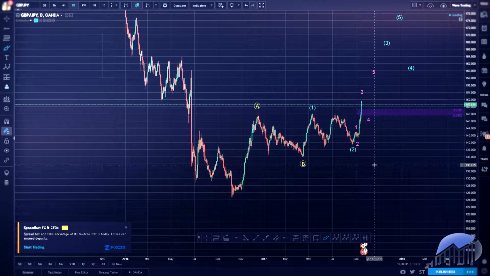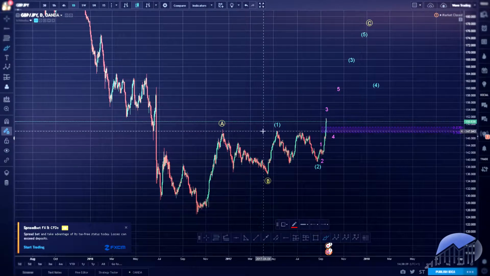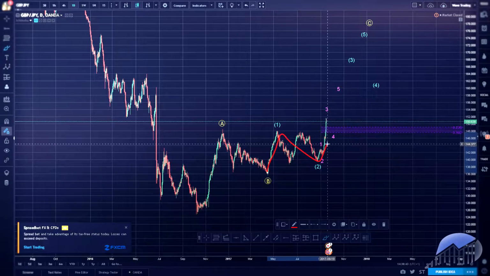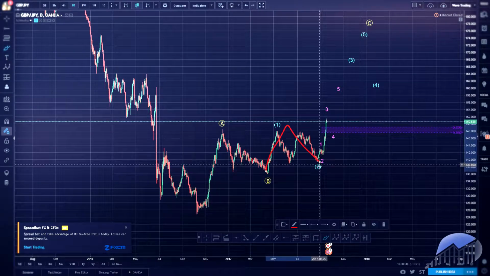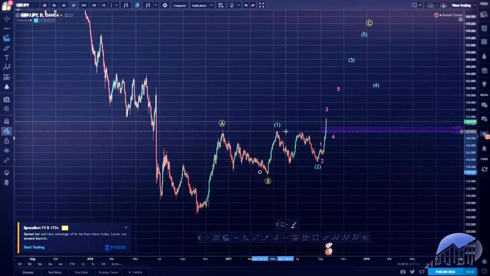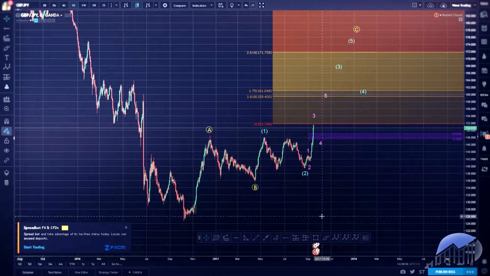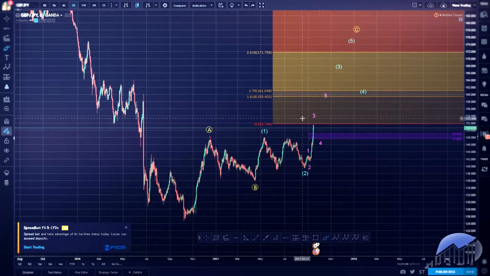Wave C is looking like it's going to be quite big due to this 1, 2 here. So here there was a small 1, 2 like this. Here, look how big that 1, 2 is. So wave 3 is likely to end up in these kind of levels, if this is a wave 3, of course.